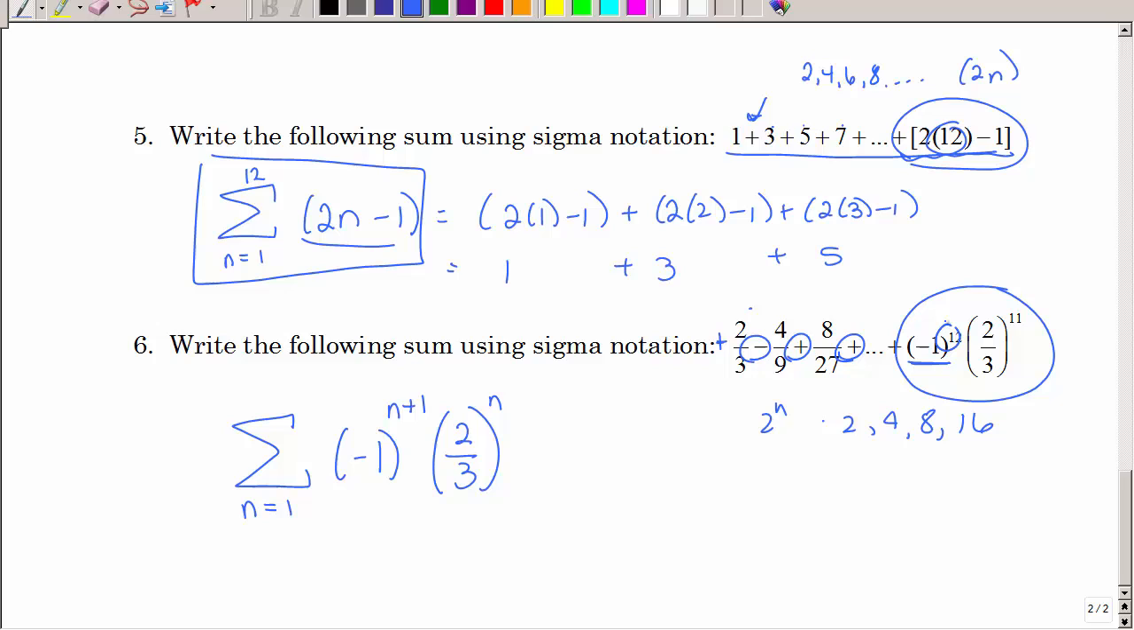But look, here's 12, here's 11. So what is n going to go to? It's going to go to 11 because 11 plus 1 is that 12. Expand it out, convince yourself that indeed you would get what you started out with. That's sigma notation. We'll be using that in the next few lessons.